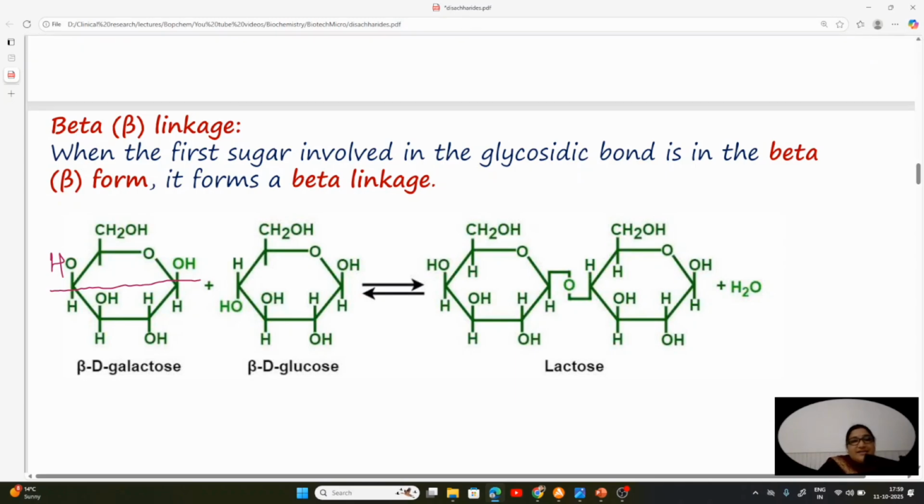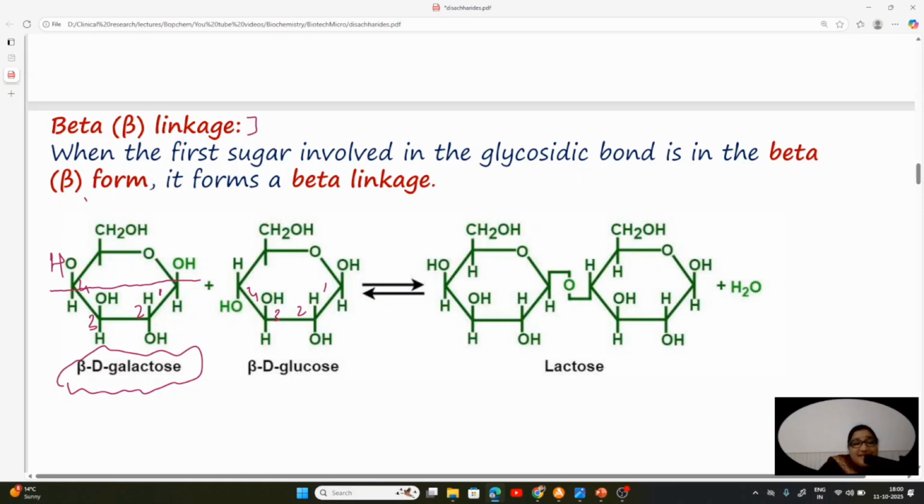Okay. So now let us understand the beta glycosidic linkage. So when the first sugar involved in the glycosidic bond is in beta form. So here the first sugar involved is galactose. We already know that galactose and glucose are epimers of each other at carbon atom number 4. So here you can see carbon atom number 1, 2, 3, 4. If you see the structure of glucose at the fourth carbon atom, the H lies above the plane and OH lies below the plane. So similarly, at the fourth carbon atom in galactose, OH lies above the plane and H lies below the plane because galactose is epimer of glucose at carbon atom number 4.